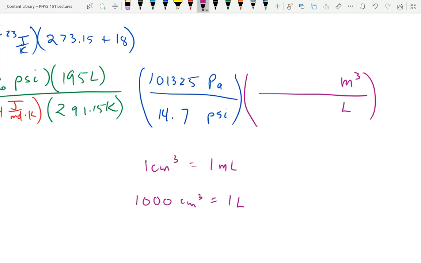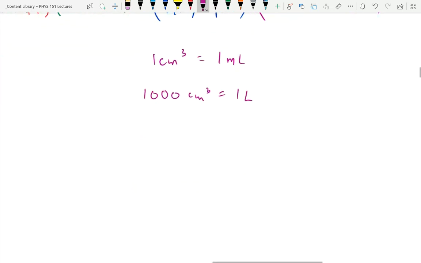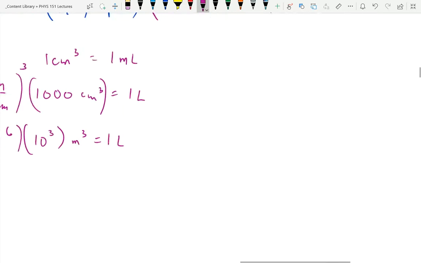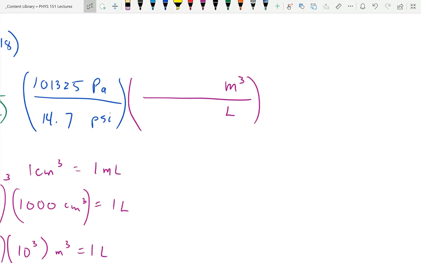My life's not getting easier because I'm trying to do things by memory instead of looking up the number, which is what you would probably do. So I'll take this and multiply by 1 meter per 100 centimeters and cube that, because it was centimeters cubed. So this is 10 to the minus 6 times 10 to the third meters cubed equals 1 liter. So that's 10 to the minus third meters cubed. That's the correct number, right?